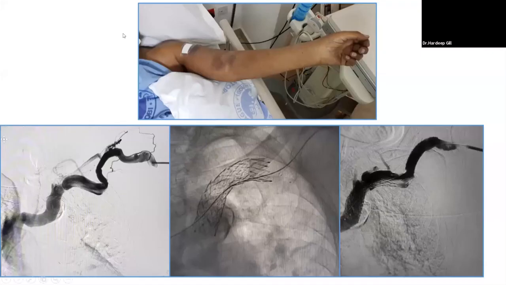So massive arm swelling again. Angiogram, or venogram, shows a focal occlusion, like a band, in the left brachiocephalic vein. Angioplasty was done and a stent placed, followed by a completion angiogram that shows good flow into the right atrium and resolution of symptoms.